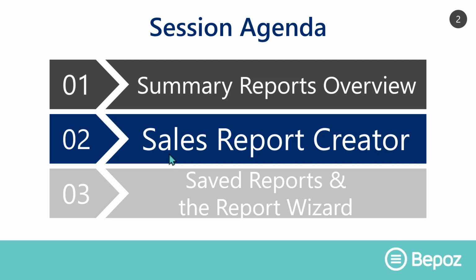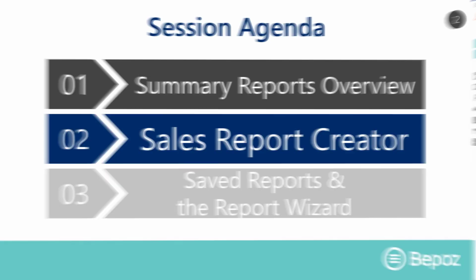The report wizard does have a number of pre-configured reports that are shipped with the software, but we can also add saved reports to the report wizard, and I'll show you how we can do that. Cool, so now that we know the agenda, our plan here, we will head to back office, take a look at the summary reports, and then we'll progress into saved reports and the report wizard.